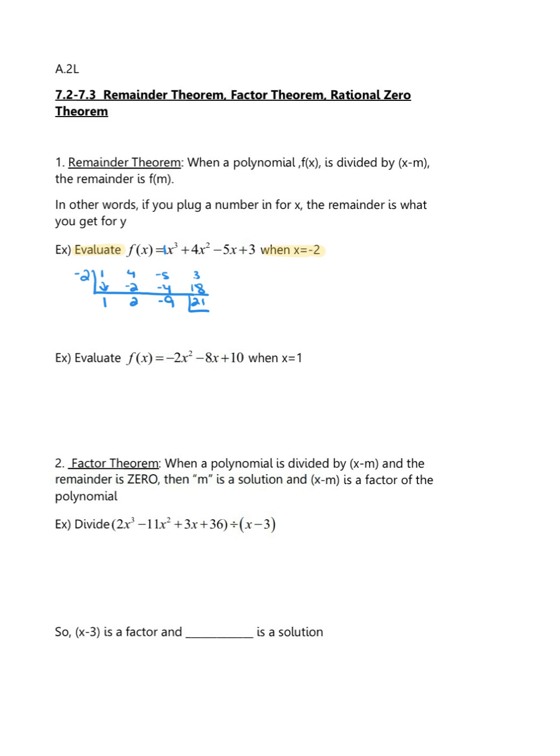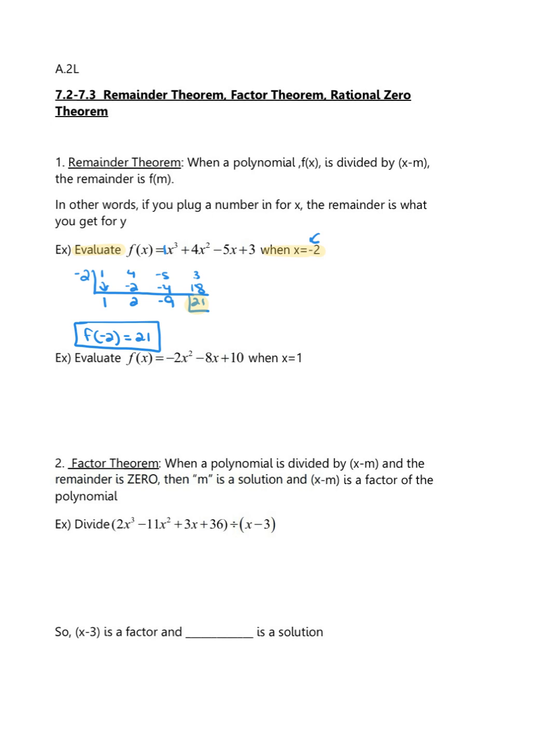So the remainder is what we're looking for. That's our answer. And so we're going to write our answer as f of -2, because that's what we were looking for. We were looking for x is -2, equals the remainder 21.